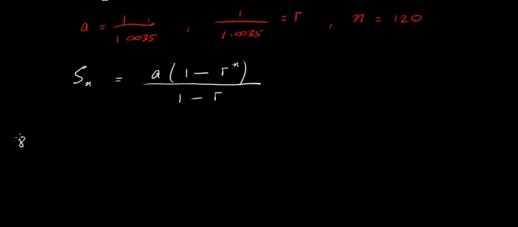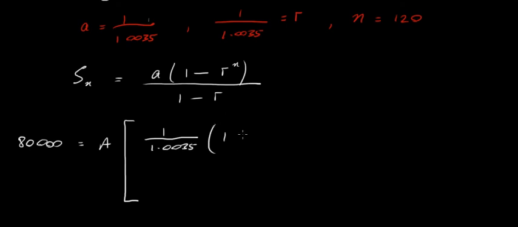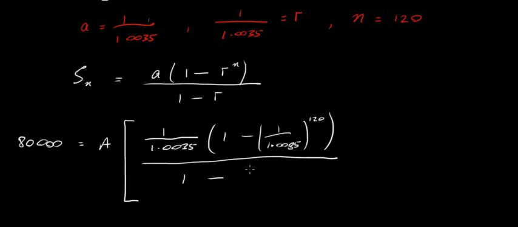Okay, so I have 80,000 euros is equal to a times. Now a is 1 over 1.0035, 1 minus r to the power of n, 1 minus my r, which is 1 over 1.0035 as well, and that is to the power of n, which is 120. Okay, so that's the top line, and on the bottom line then I'm going to put in 1 minus r, which is 1 over 1.0035.